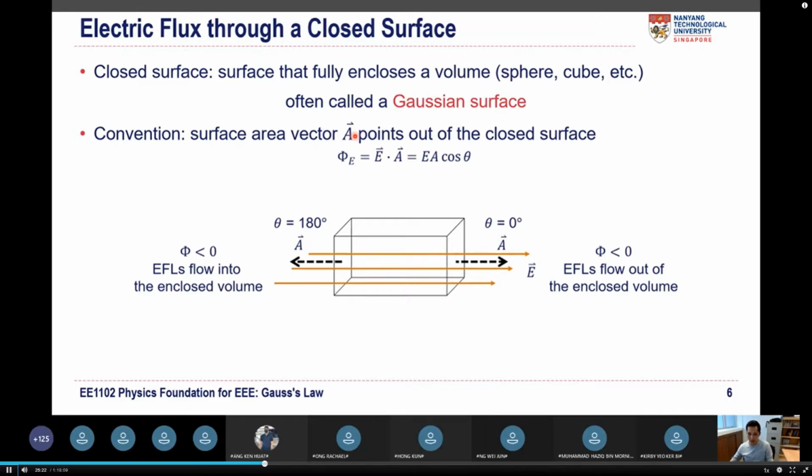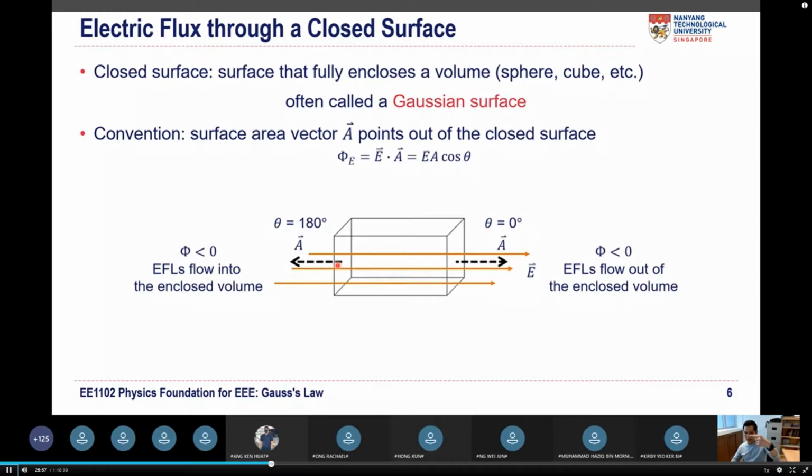Okay, so let's talk about this closed surface. It's not a cube, but it's a block. Okay, it's a rectangular block, let's say. So with this rectangular block, on this left-hand side surface, the direction of that surface vector is going to be this way, this dashed line arrow, that one. Whereas with this one, A is now pointing that way.